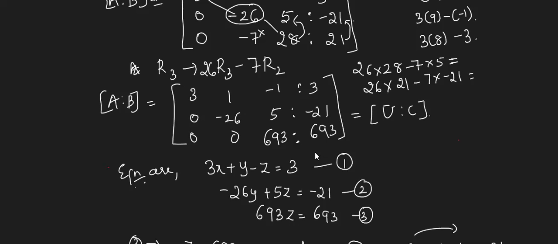Is it 693? Yes, very good. Similarly, when I have 21 and minus 21, in place of R3 I have to write 21. In place of R2, I should write minus 21. I should keep the same equation coming. 26 into 21 minus 7 into minus 21. So this is actually minus into minus, plus. Now check, is it 693?